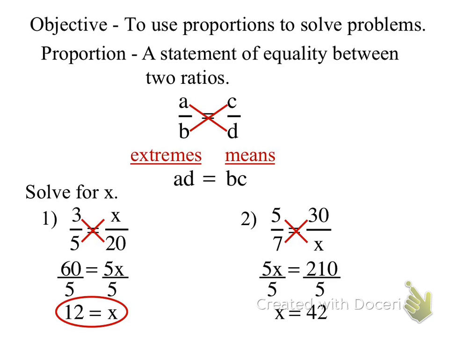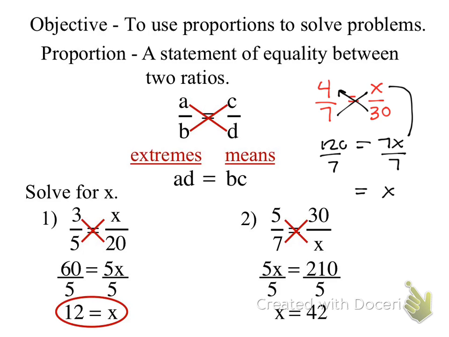Now, the reason why we learn it this way, because let's say I'm given something like this: 4 over 7 equals x over 30. If I'm doing 4 over 7 equals x over 30, there's no number I can multiply by 7 to get 30. Do you understand? So we'd have to use our cross products. So that's where we're going. 7x equals 120. Divide both sides by 7, and x equals 120 over 7. Now, we can leave it as a reduced improper fraction.